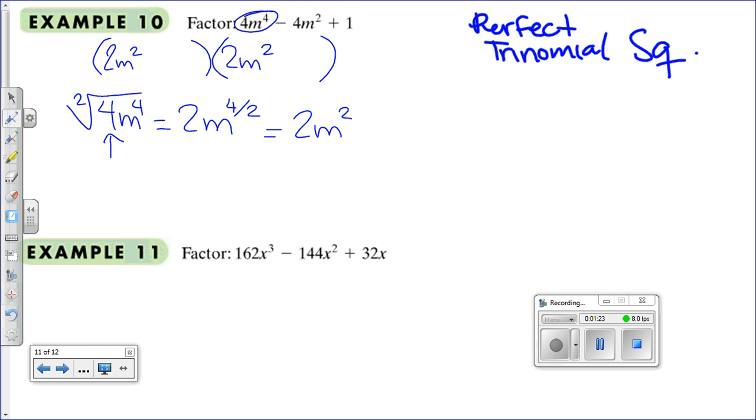Now, since we have a positive sign here, we know both signs are the same. This one is negative, that means that both are negative. And the square root of 1 is just 1, so that's the number that goes here and here. Now, this could also be written as 2m squared minus 1, everything to the second power.